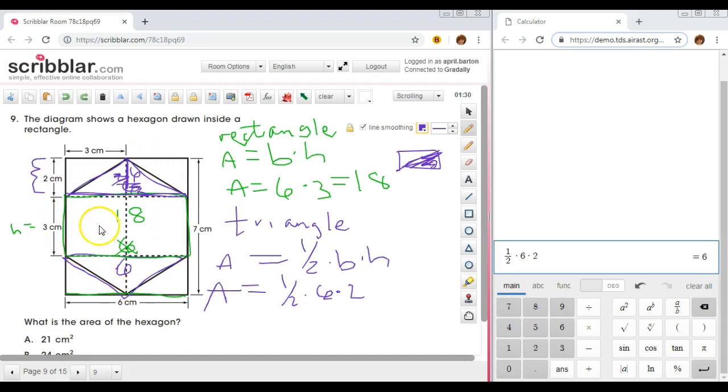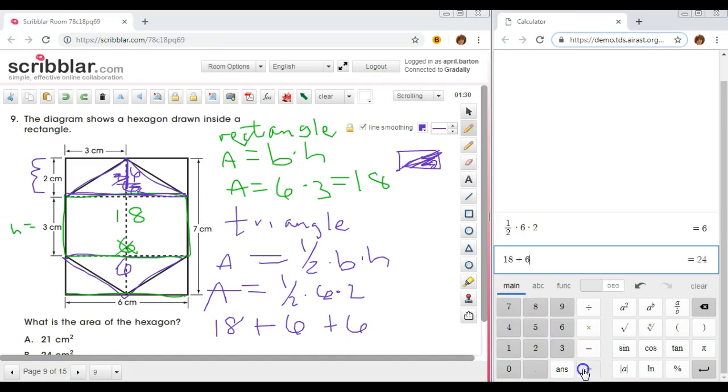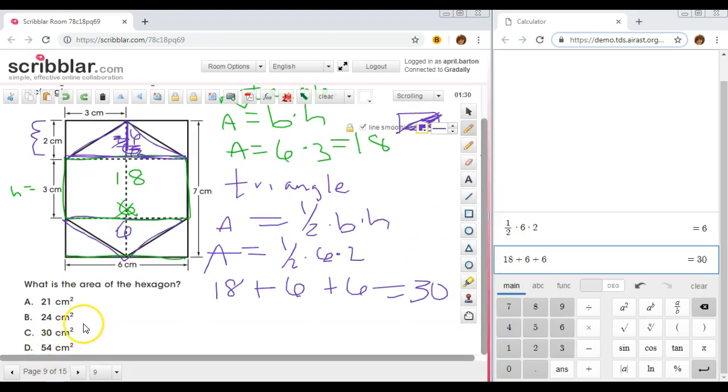And now when you have a whole bunch of areas to make up an entire shape, we can add them together. 18 plus the 6 plus the 6 is 30. So the area of the hexagon is 30. And then you'll notice it says centimeters squared. Centimeters squared just means this is going to be an area. Square units is how we say, well, this is the flat space of what the shape takes up. So that completes our problems 6 through 9.